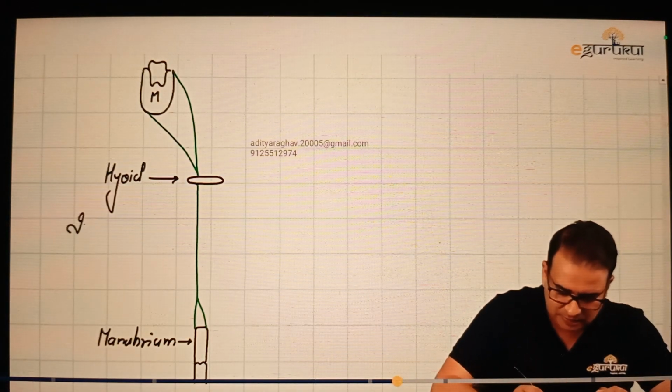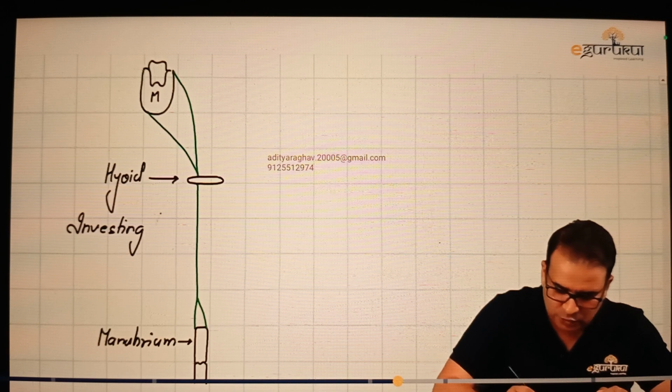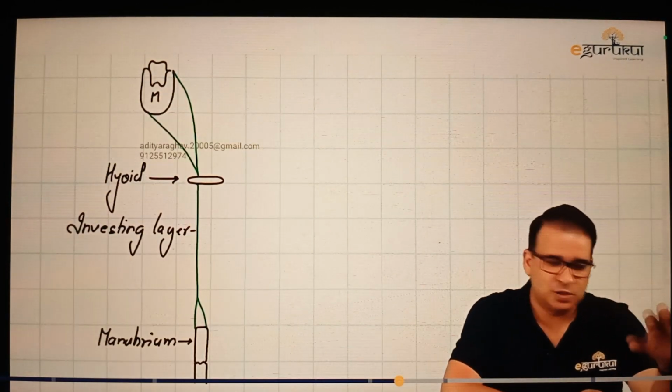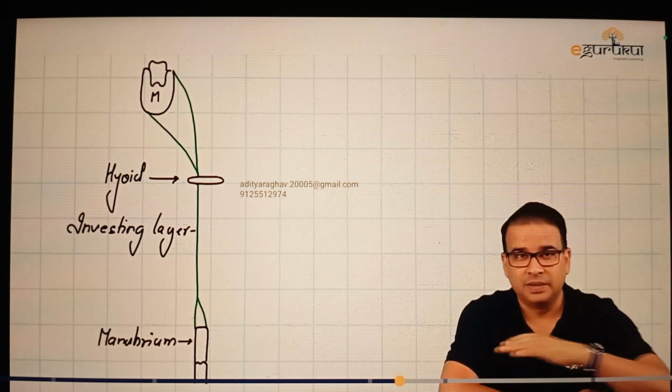This here is the investing layer once again. Try to label it on the side I'm doing it. We need to use the space on the other side. That's the investing layer. In the transverse section, we saw investing layer was enclosing the sternocleidomastoid and trapezius. Now, what will it enclose here? Between the mandible and hyoid.